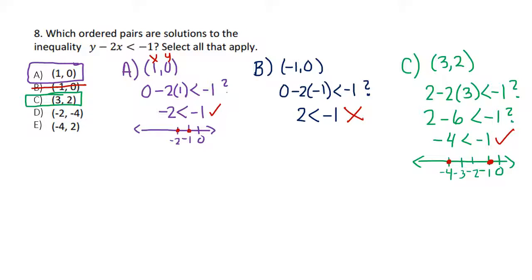Let's look at D here. So D, we have negative 2, negative 4. Is negative 4 minus 2 times negative 2 less than negative 1? Negative 4 plus 4, because negative 2 times negative 2 is a positive. Is that less than negative 1? So is 0 less than negative 1?